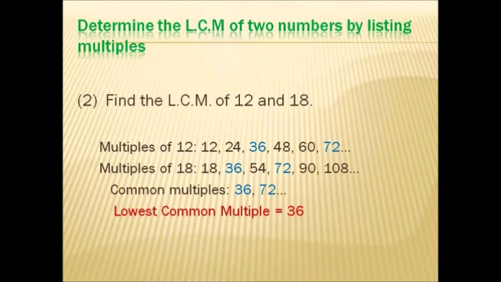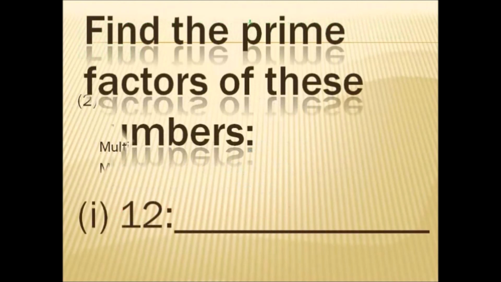So the best way to tackle big numbers would be to use prime factorization. So let's deal with prime factors and see if we can do that. Find the prime factors of these numbers. And we're dealing with 12. Remember, once it's an even number, you can begin dividing by 2. So set up your division brackets and begin your division. And you start with 2 into 12 and see what you get.